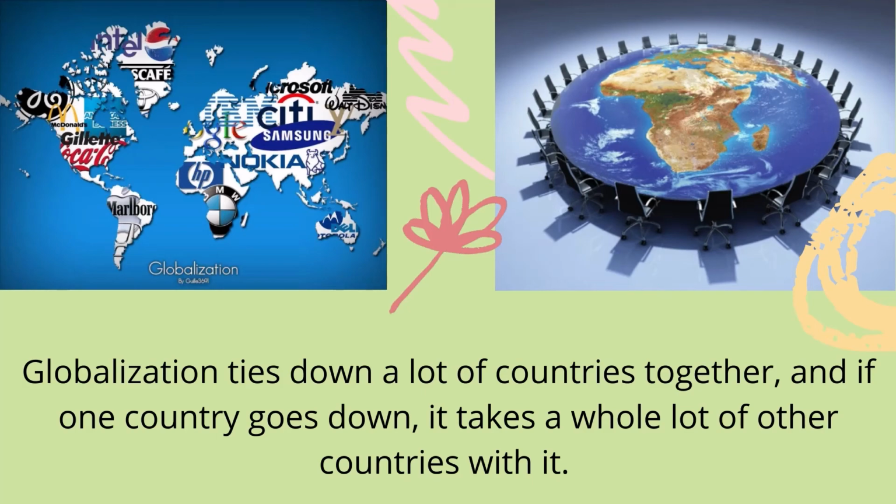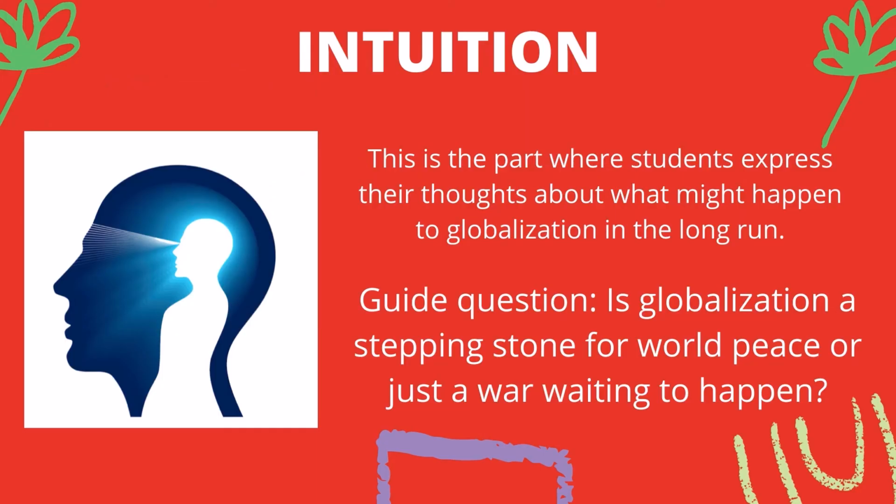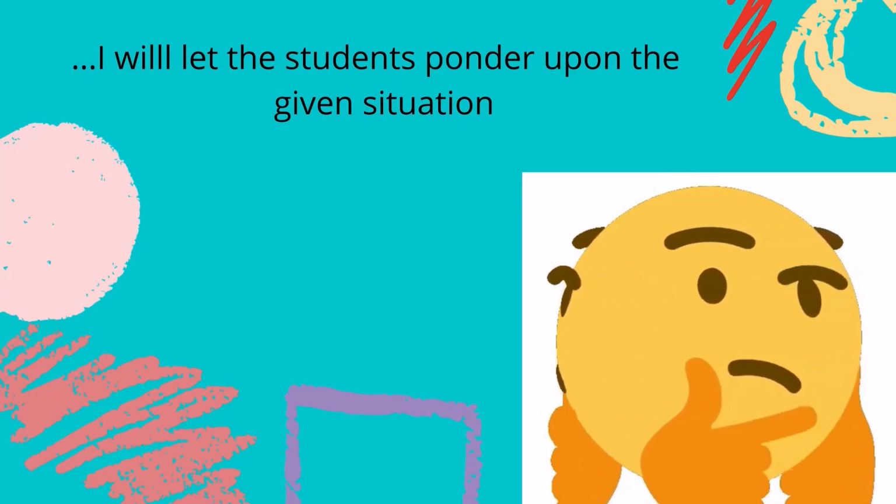The fifth and final step of the reflective teaching model is intuition. This is the part where students express their thoughts about what might happen to globalization in the long run. The guide question in this section would be, is globalization a stepping stone for world peace or just a war waiting to happen? I will let the students ponder upon the given situation.